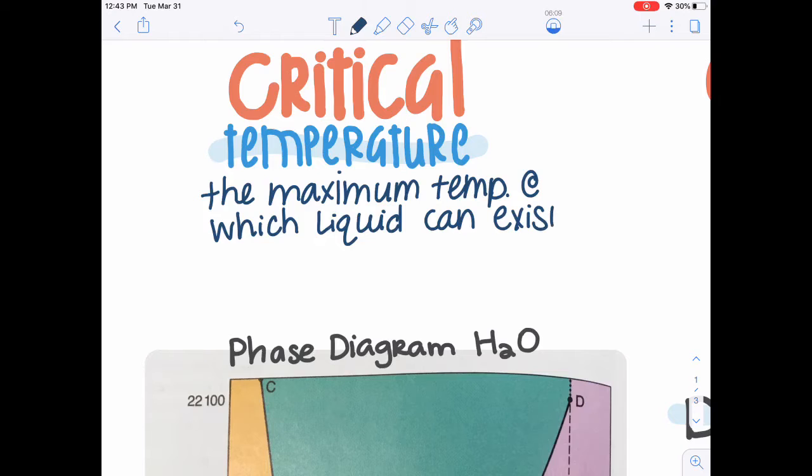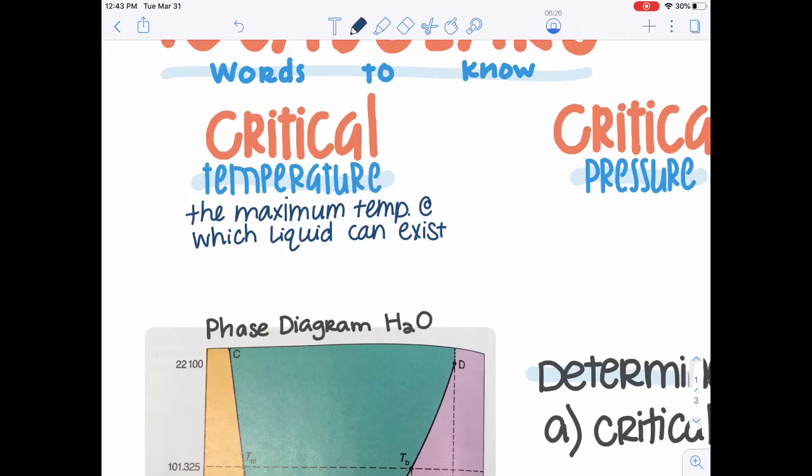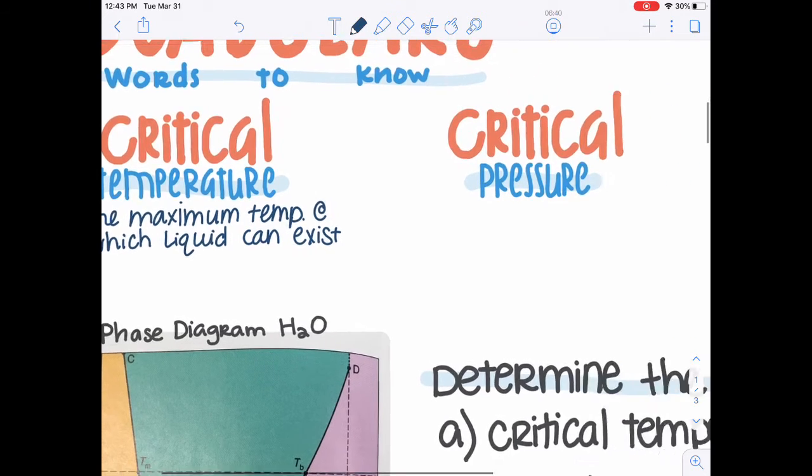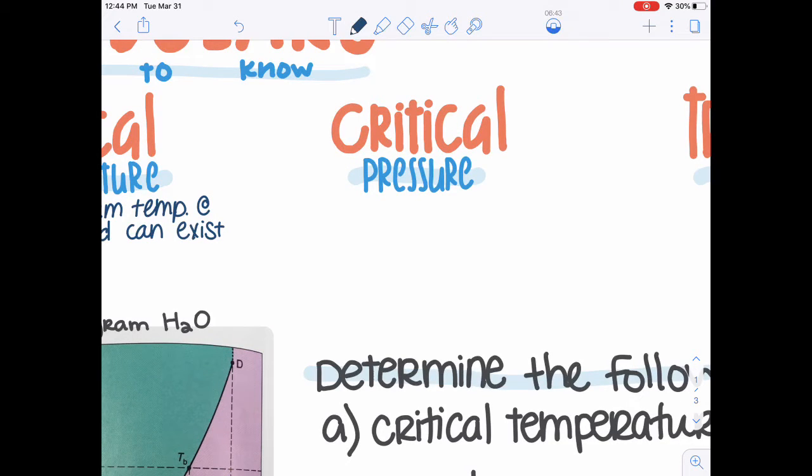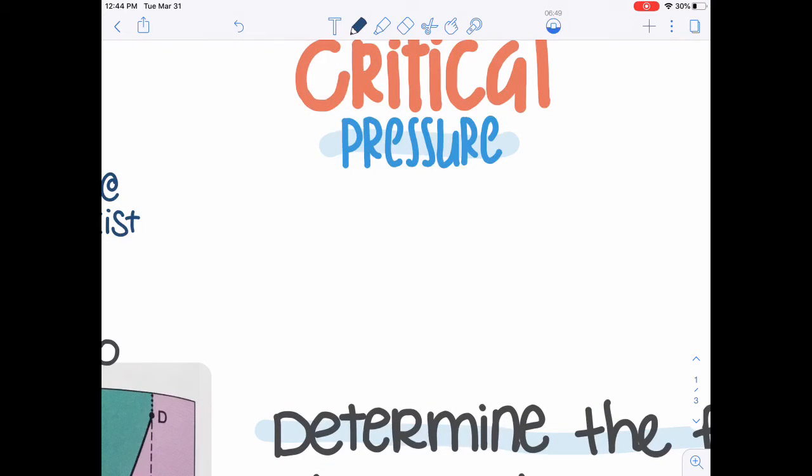Again, these are dependent on the type of gas. So for hydrogen, it will be different than it is from nitrogen, than it is from carbon dioxide. It's not a set critical temperature for all things. It's per type of molecule. So for every gas, there's a temperature above which no amount of pressure will result in liquefying that gas, and that is known as the critical temperature. Critical pressure is the pressure needed to liquefy the gas at the critical temperature.